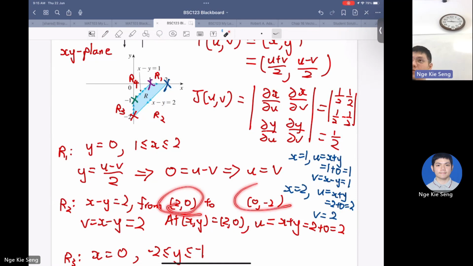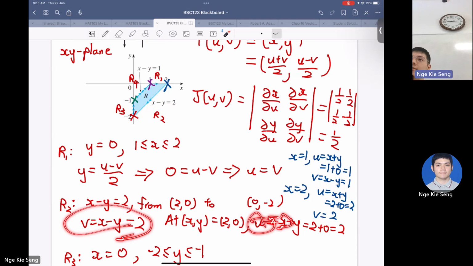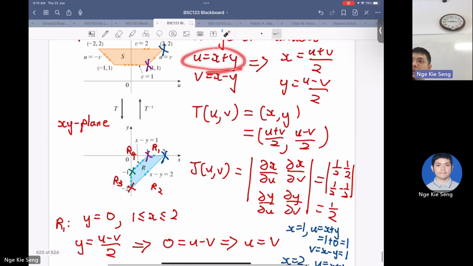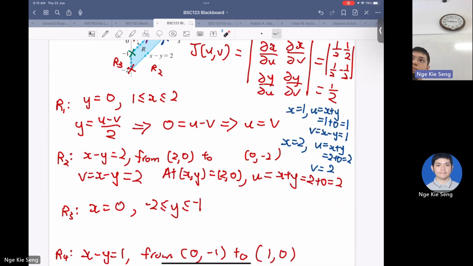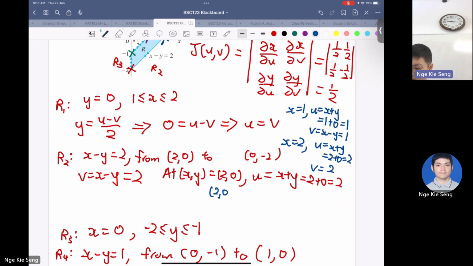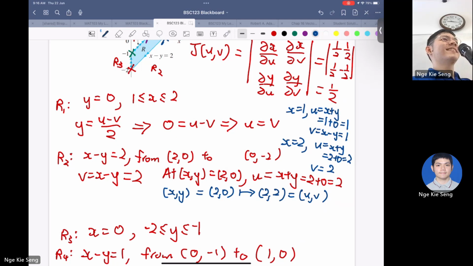So you need to check what happened to these two endpoints. When x, y equals 2, 0, what happened to my new point? We know that v is always 2, but what happened to u? u is equal to x plus y. This is the change of variable we made just now. So 2 plus 0 is 2. So in this case, 2, 0 gets sent to 2, 2. Following? Okay, can follow?